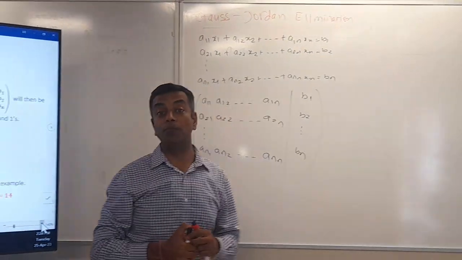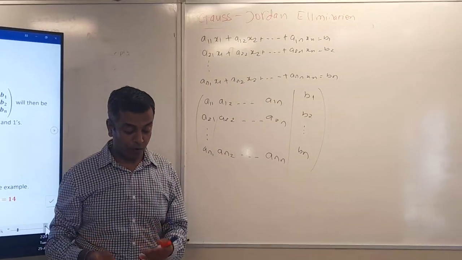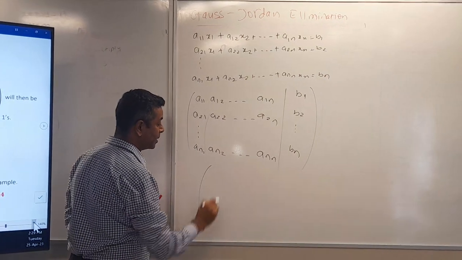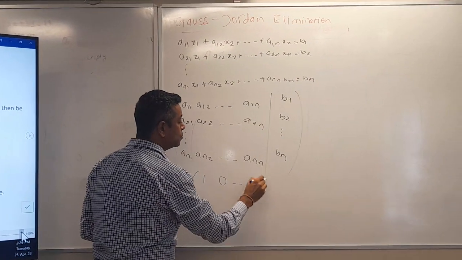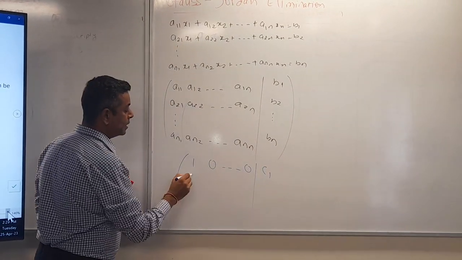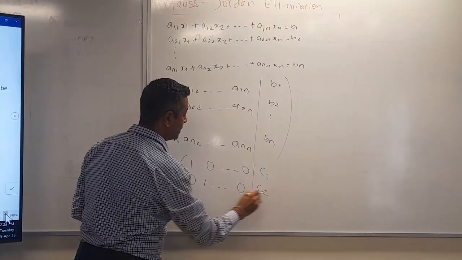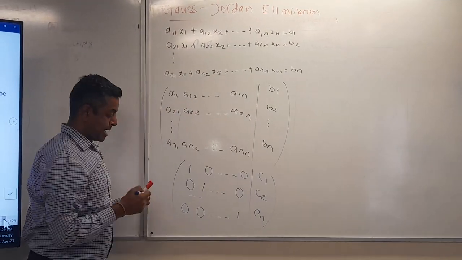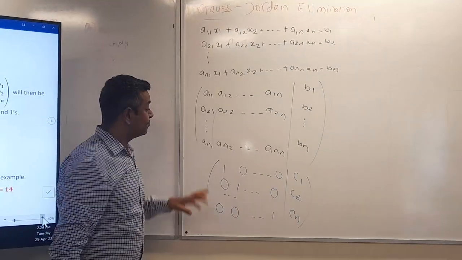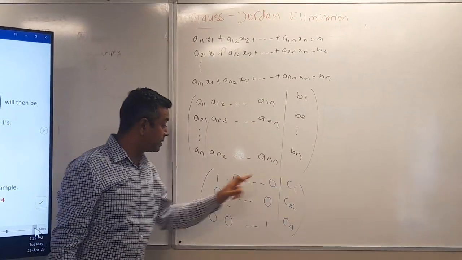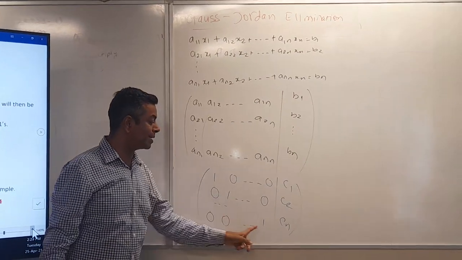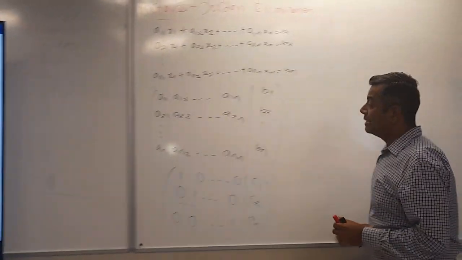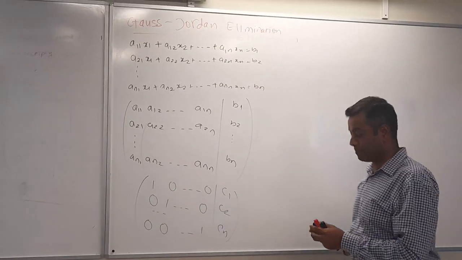Our aim is to bring it to the reduced row-echelon form, that is, a matrix containing only ones and zeros, by using row operations. So finally, we want to bring something which contains only 0 and 1. And from this, we can always infer that the first variable x1 is c1, the second variable x2 is c2, and the final variable xn will take a value of cn. Right. Let's understand the whole process with an example.